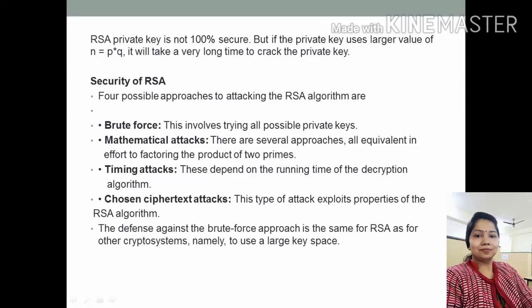That is, just simply trying to find out the value of the private key by using different combinations. It's a random number; it can be any random number we can take for this purpose. This is one type of attack on the RSA algorithm. The other attacks are mathematical attacks, timing attacks, and chosen ciphertext attacks. Mathematical attacks are also of different types, like the factorization method, where factoring the product of the two primes can cause some problems.